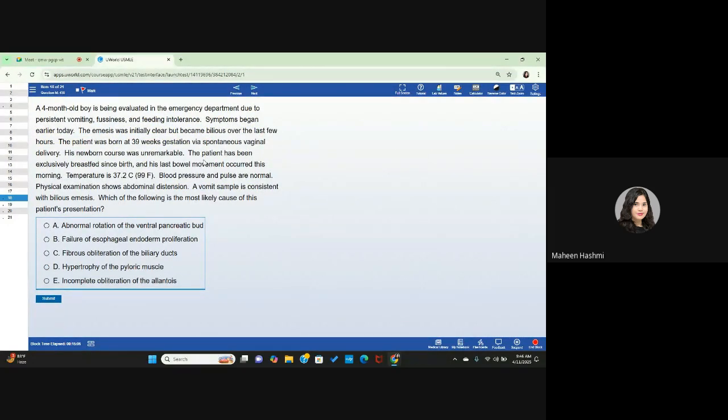All right. Okay. So the patient has been exclusively breastfed since birth. His last bowel movement occurred this morning. Blood pressure and pulse are normal. Physical examination shows abdominal distension. Vomit sample is consistent with bilious emesis. All right. So what's happening? A 4-month-old boy is evaluated in the ED due to persistent vomiting. The emesis is initially clear, but became bilious over the last few hours. 39 weeks gestation. What's happening?